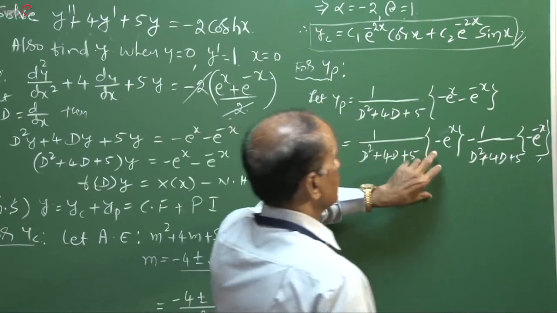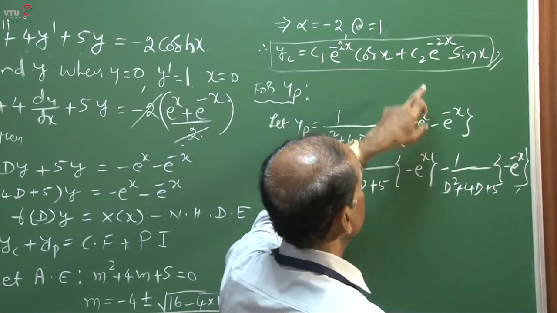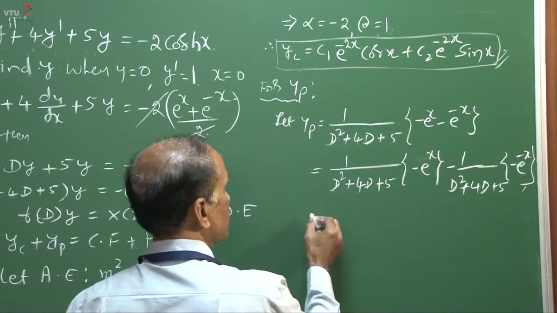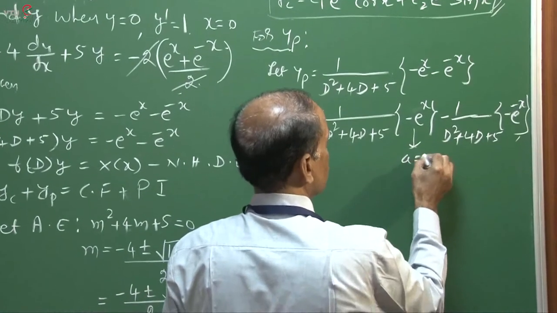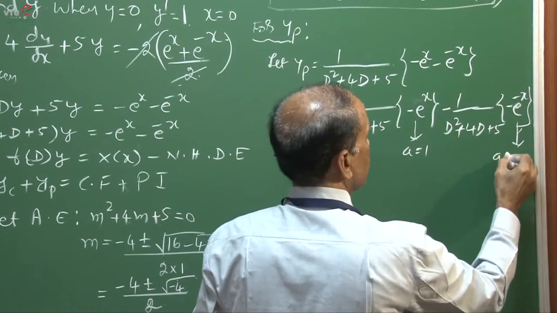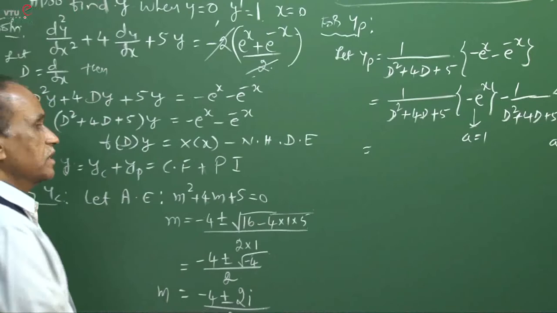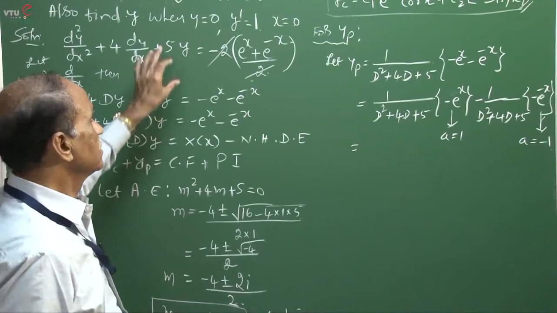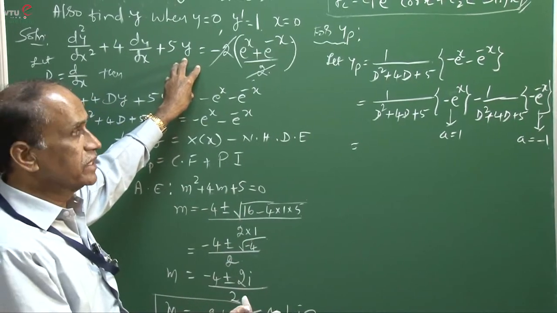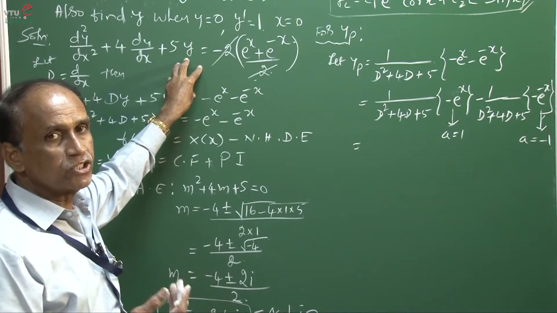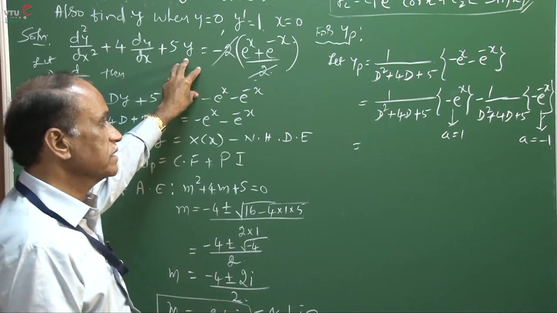So this is minus e to the power x and minus e to the power minus x, according to the cos hyperbolic function. Here we see that this gives a equal to 1, and this gives a equal to minus 1. You substitute a equal to 1 and a equal to minus 1 respectively in the first term as well as in the second term denominator, checking that the denominator should not become 0. If it becomes 0, then you have to go for differentiation and then write the next term.